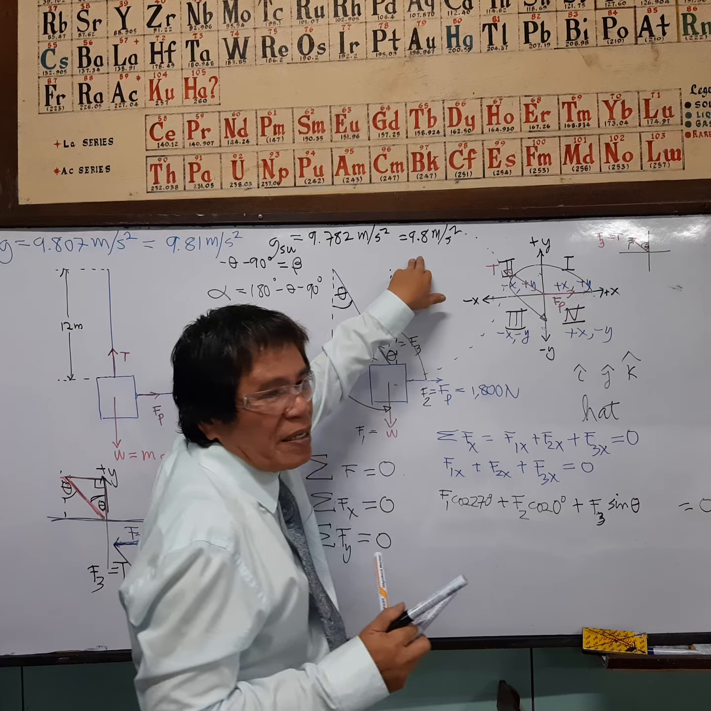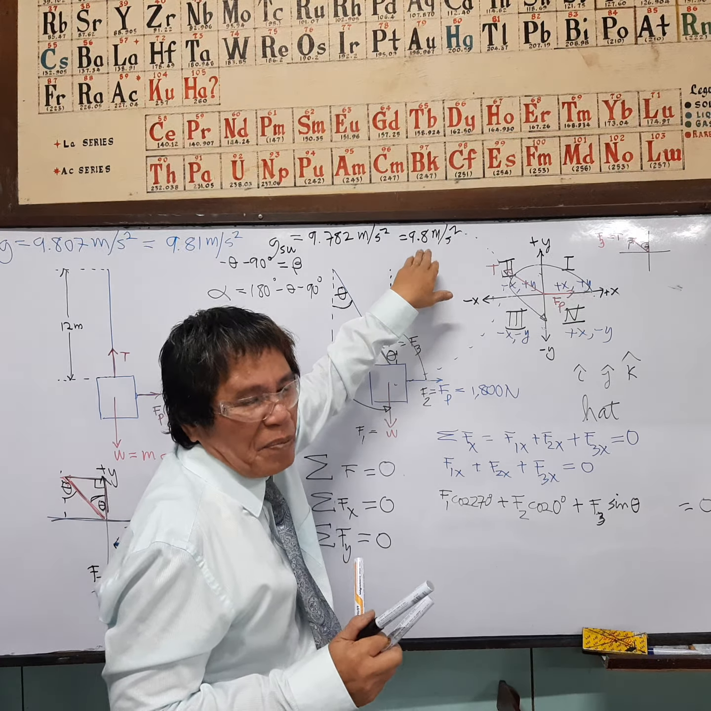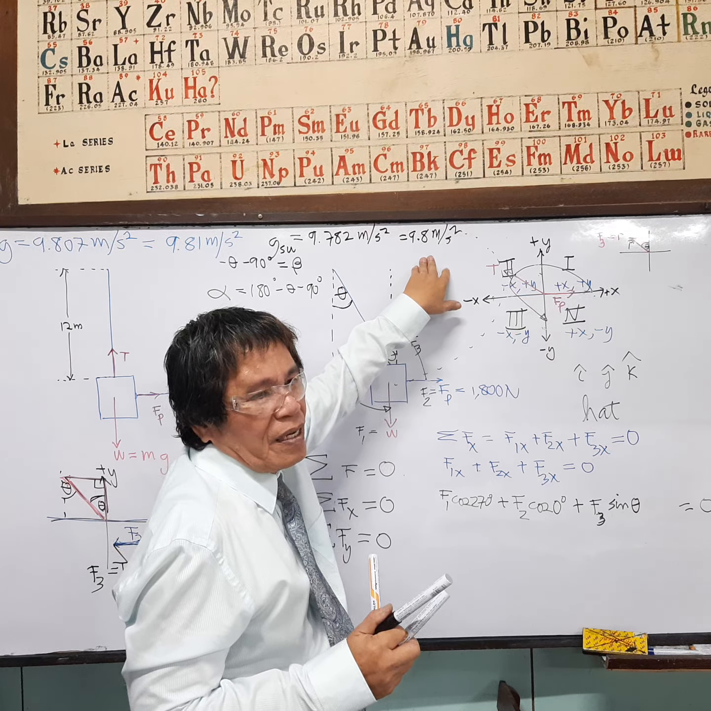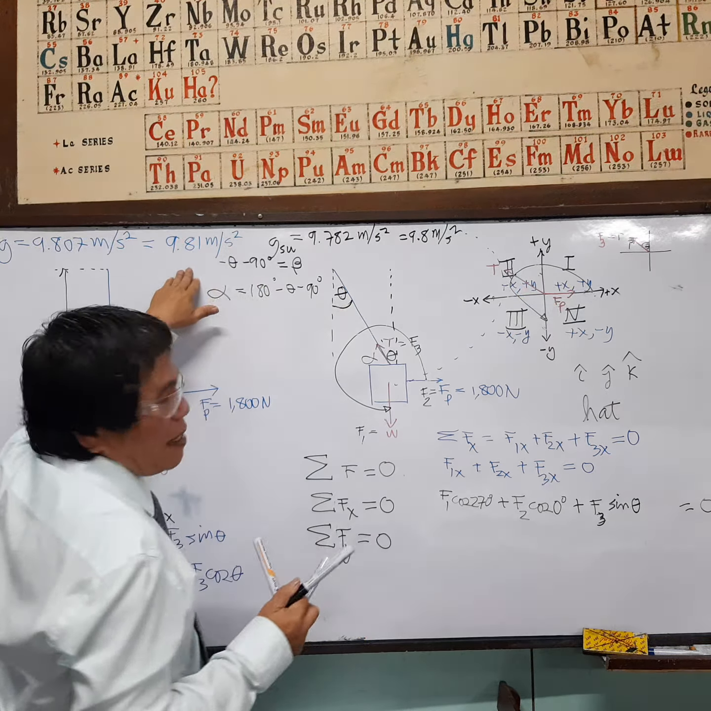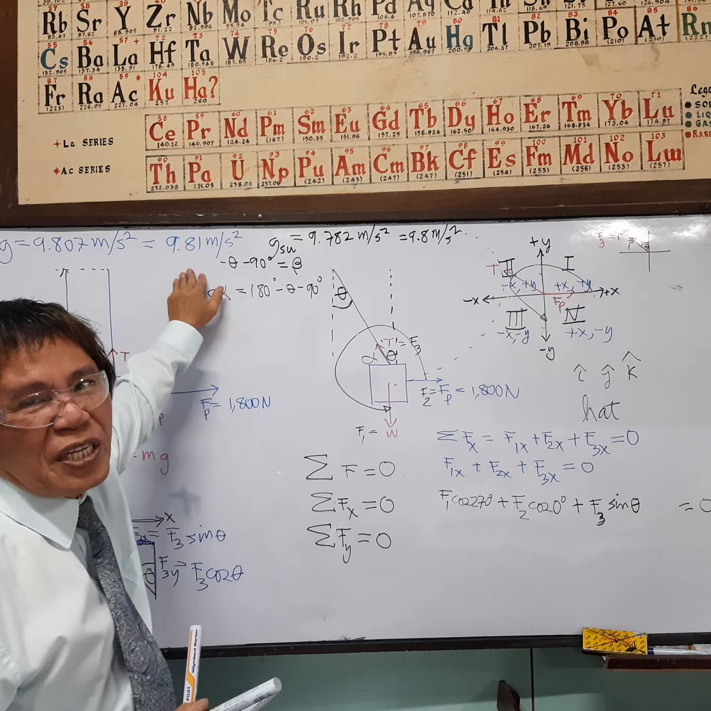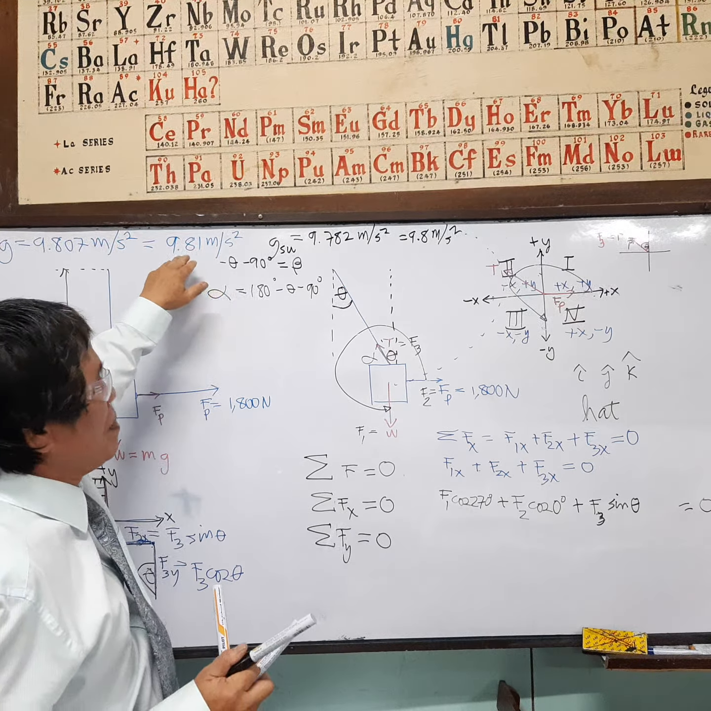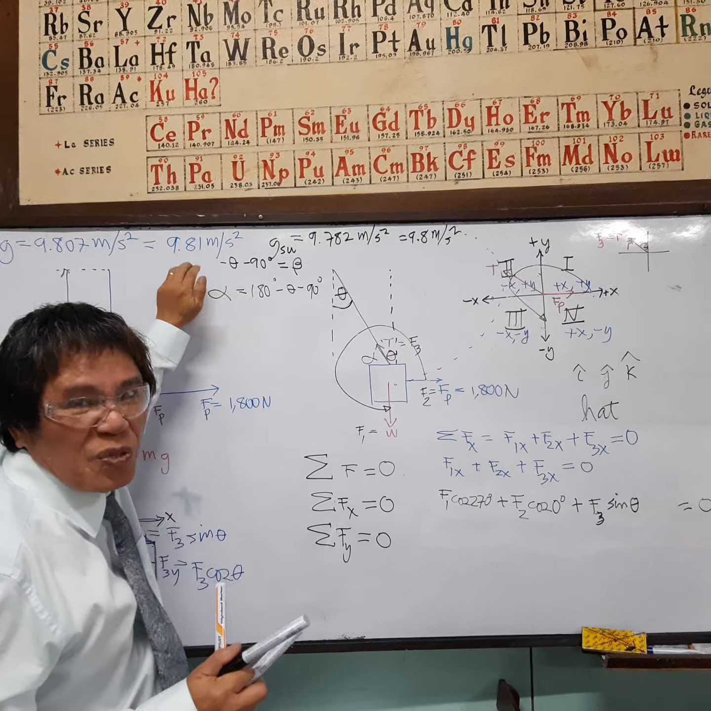Because this is the standard. In most of the books, they are using 9.8, with only one digit after the decimal point. Here, the author of the book is using 2 digits after the decimal point. Of course, if you want to be more precise, you use this one.